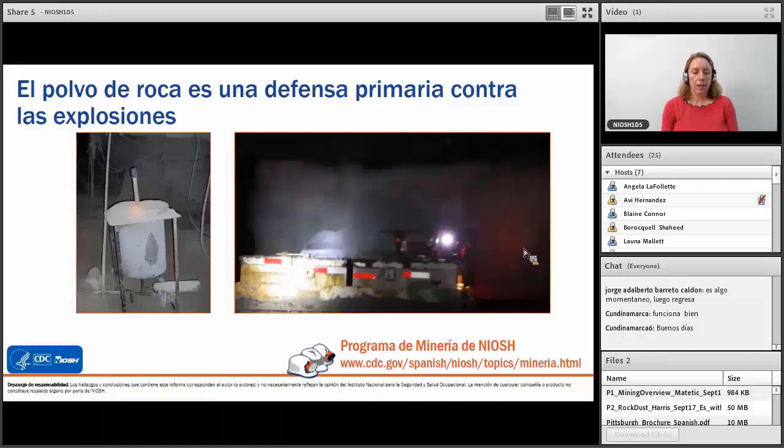You can see a couple examples here of two different types of rock dusters. The one on the left is a trickle duster that will release rock dust periodically in small quantities.